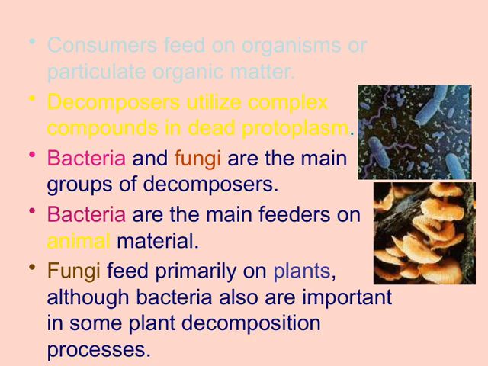The main groups of decomposers are bacteria and fungi. Bacteria are particularly important because they primarily feed on animal material, breaking down tissues and organic residues left behind in animal remains. On the other hand, fungi mainly feed on plants. They are excellent at decomposing tough plant materials like cellulose and lignin, which are difficult to break down. However, bacteria also contribute significantly to plant decomposition in some cases.